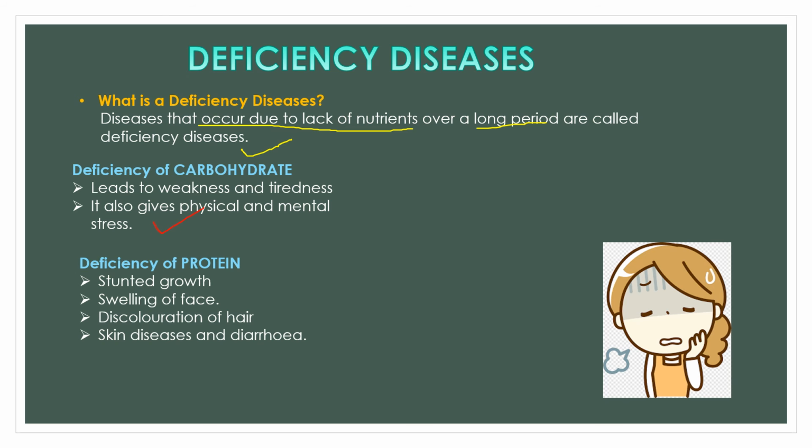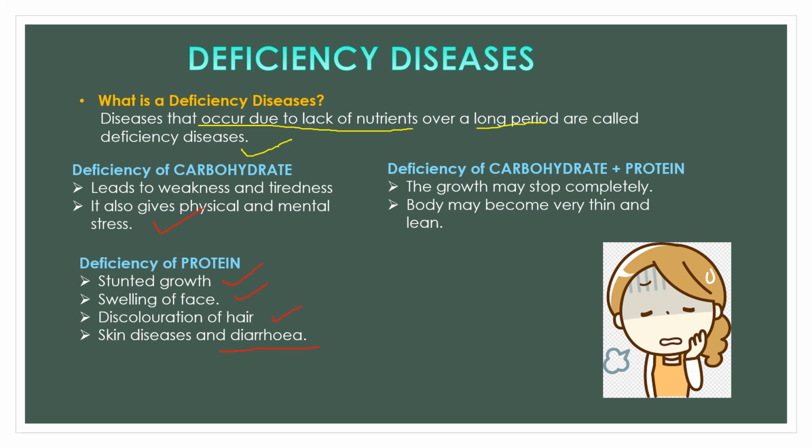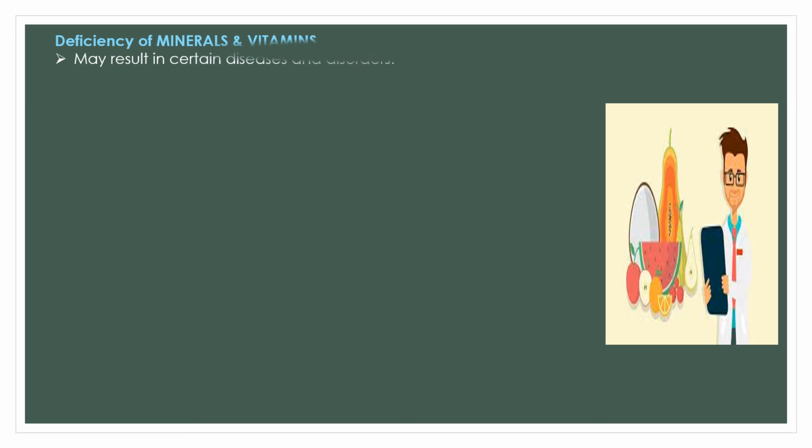Next is deficiency of protein. As we heard, proteins are body-building food, so their deficiency stunts growth and causes swelling of the face, discoloration of hair, skin diseases, and diarrhea. And what happens if we become deficient in both carbohydrate and protein? Our growth may stop completely and the body becomes very thin and lean. Now, deficiency of minerals and vitamins. What do they cause? It may result in certain diseases and disorders.